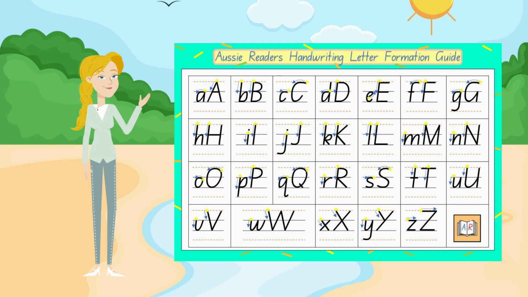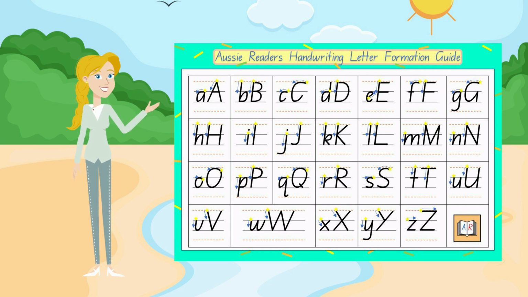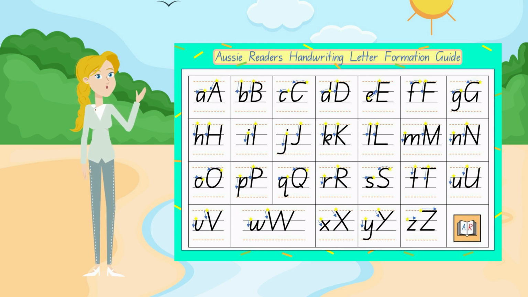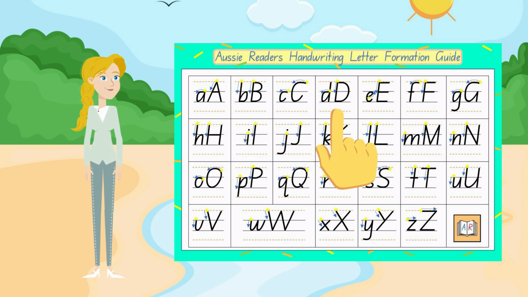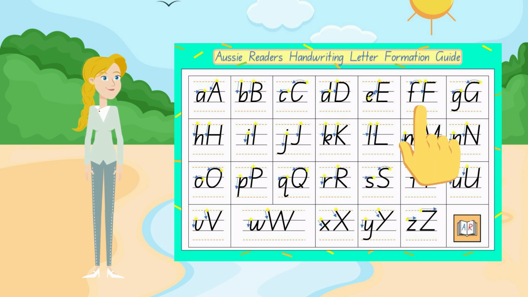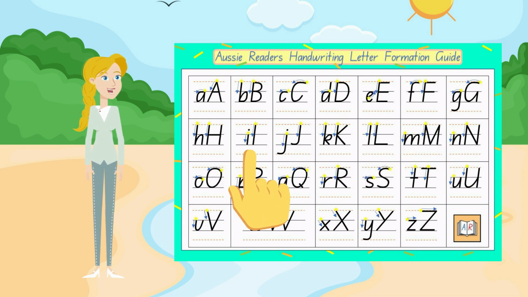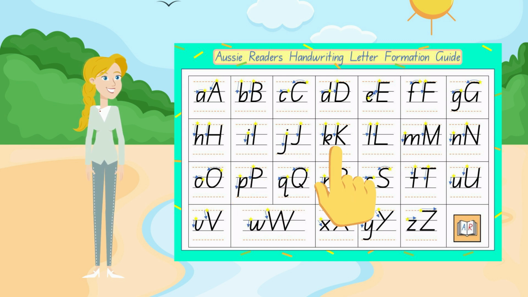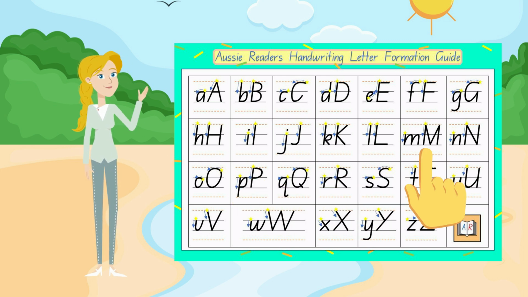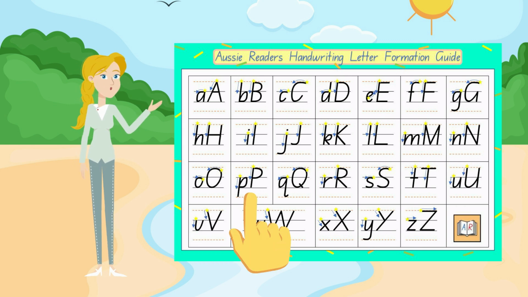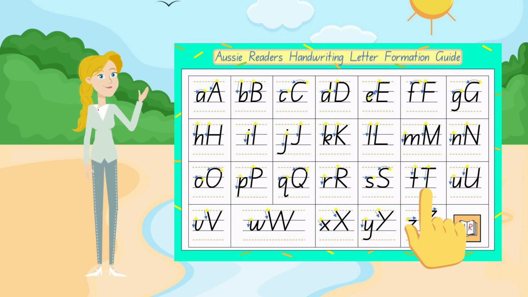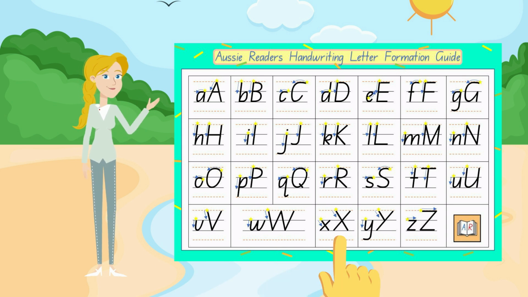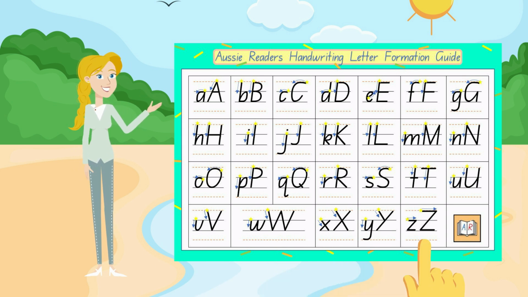There are 26 letters in our alphabet, and we have now learnt all of them. Let's count them. 1, 2, 3, 4, 5, 6, 7, 8, 9, 10, 11, 12, 13, 14, 15, 16, 17, 18, 19, 20, 21, 22, 23, 24, 25, and 26.